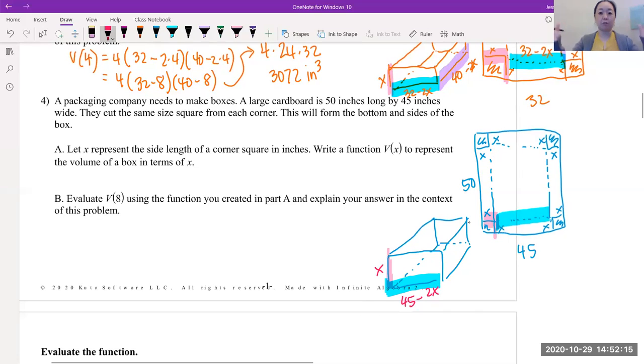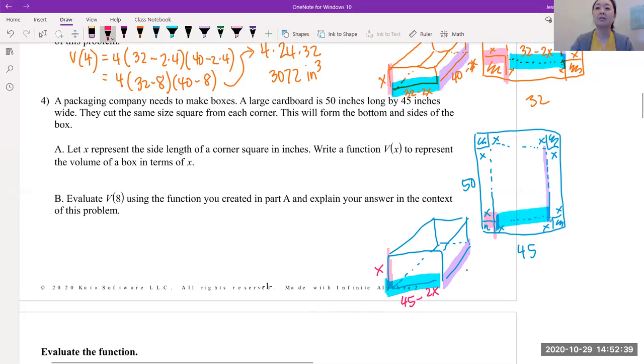Because the whole thing is 45. We're taking out an x from each side, which means we literally took out 2 x's, whatever the x is. We don't know what that is, but whatever it is, we took out 2 of them. Okay, and then our last part right there is this part right here. That's going to represent this part right here. So what is that going to be?